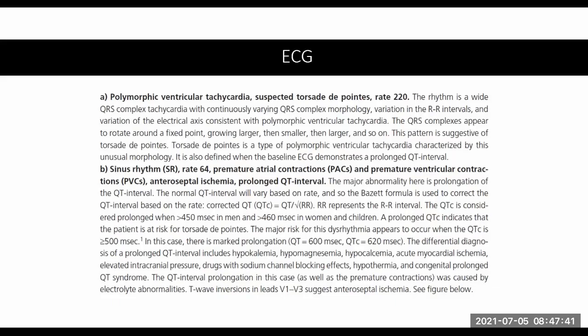All right. So the rhythm is a wide QRS complex tachycardia with continuously varying QRS, which we have already seen. Variation in RR intervals, variation of electrical axis. So the QRS complex appears to rotate around a fixed point, growing large, then smaller, then larger and smaller, and so on, which we're going to look at now, right? This pattern is suggestive of Torsades de Pointes, all right? Torsades de Pointes is a type of polymorphic ventricular tachycardia characterized by its unusual morphology. It is also defined when the baseline ECG demonstrates a prolonged QT interval.